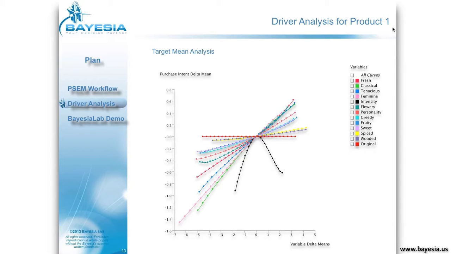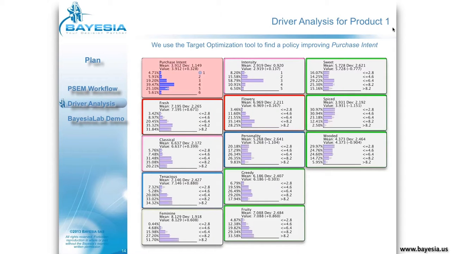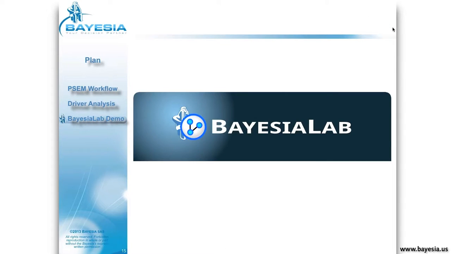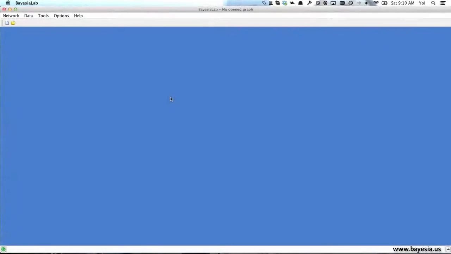And then the final step consists in using the network and our brand new target optimization tool in order to find the best policy to improve the purchase intent. So now that you have the main steps in mind, I will directly dive into BayesiaLab and do the demo. I don't know if the image is in sync with the voice, so I will try to perhaps go slowly.